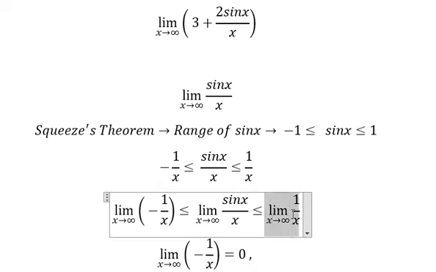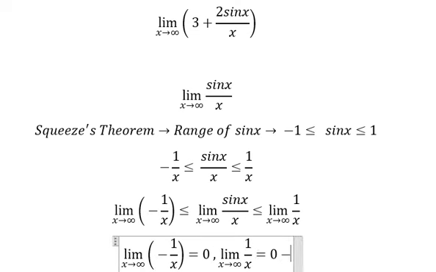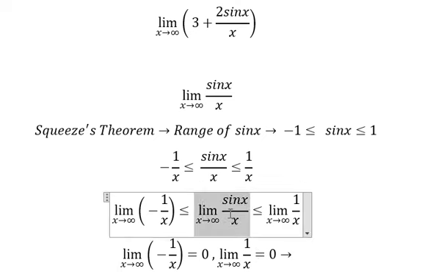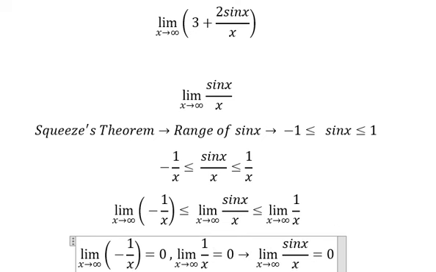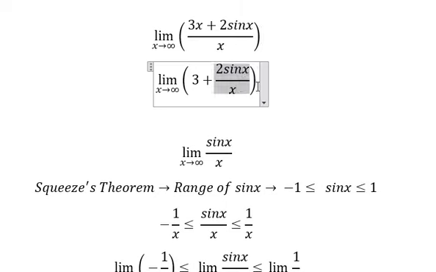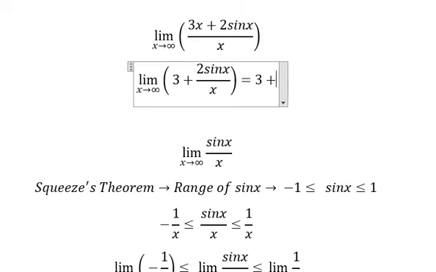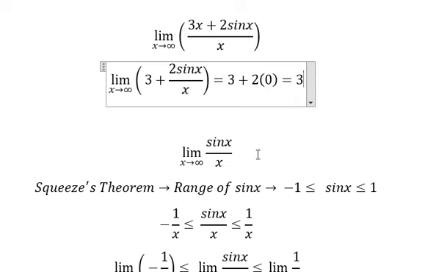Similar for the second one. And that means this one equals 0. So that means for this one here, we will have 2 multiplied by 0, and we have 3. And this is the final answer.